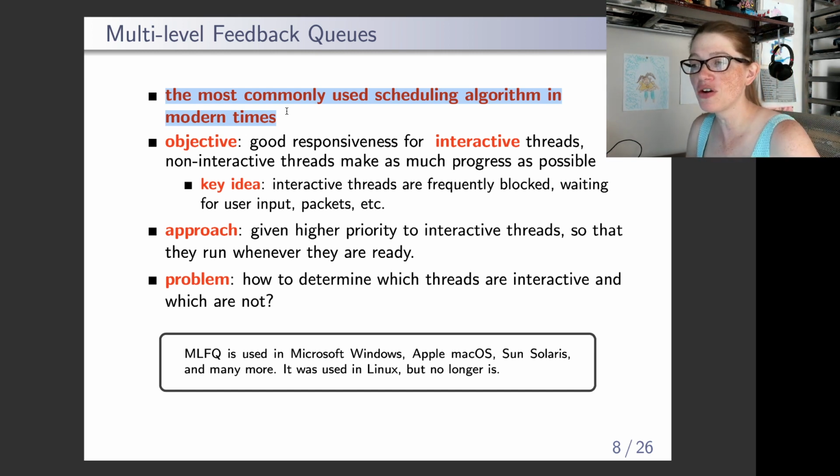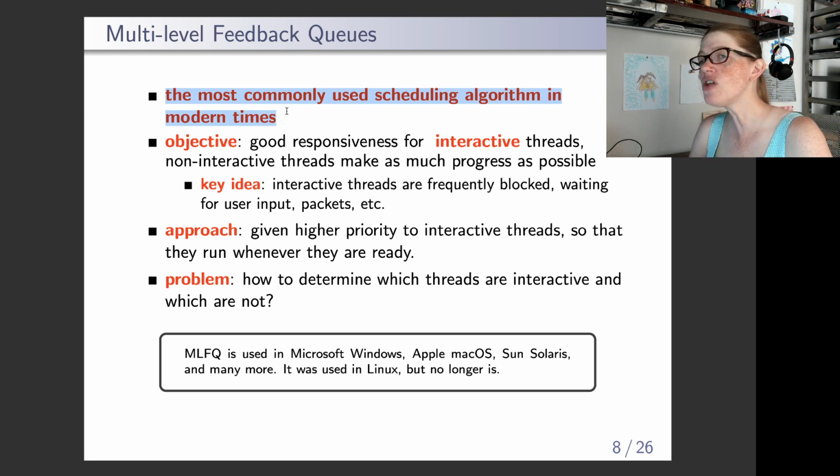So we want to make sure that any kind of interactive thread, that is threads where they're going to block frequently to wait for user input or packets from the network, so things like Chrome when you're running YouTube, it's waiting for packets from the network. We want to make sure that those threads that are going to block frequently, we're very responsive to when they become unblocked. That is, when their resources become available again.